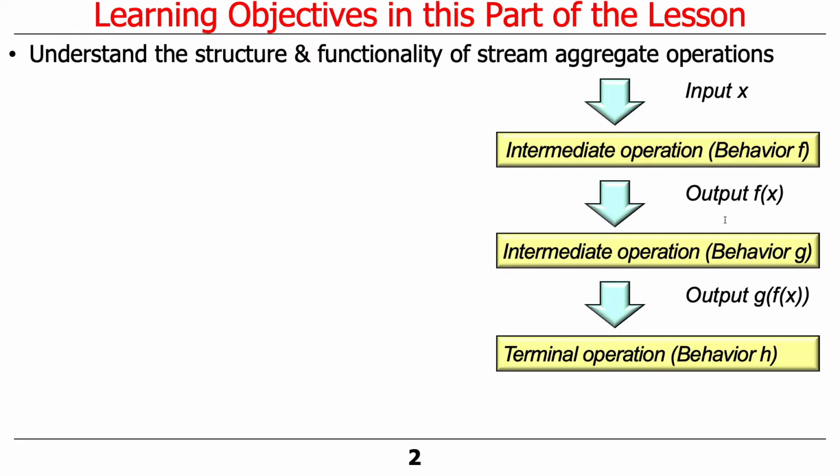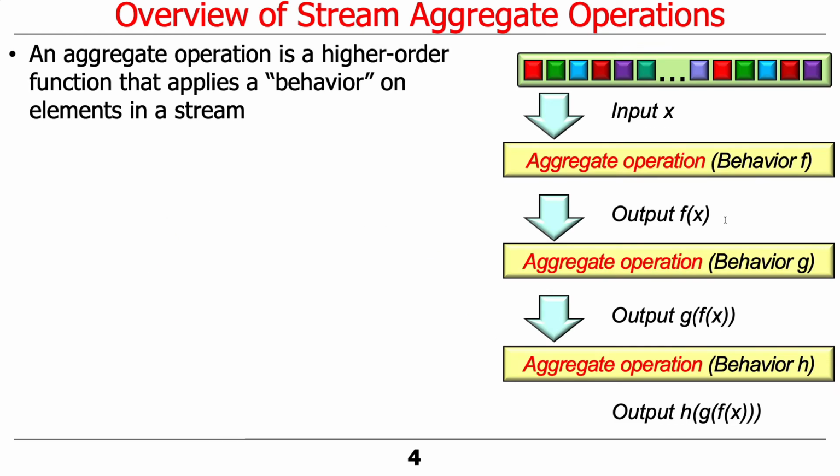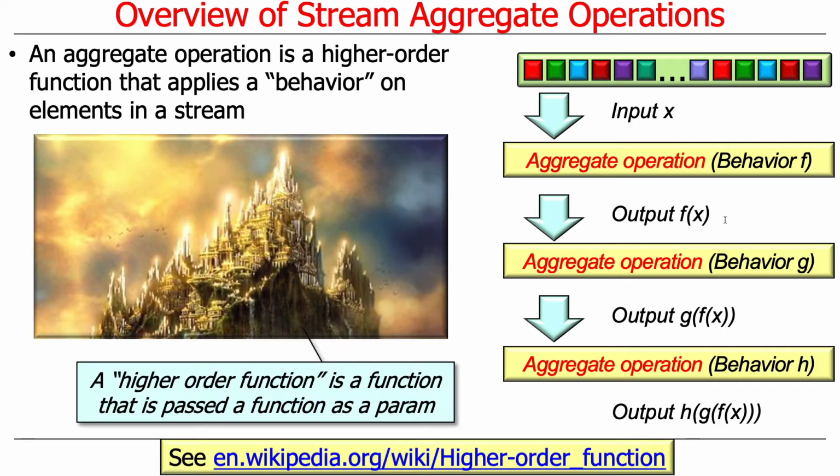So we're going to talk about the structure and functionality of aggregate operations in a stream, and this will start segueing us to some more specific details about cool methods. So an aggregate operation is basically a so-called higher order function that applies the behavior on elements in a stream. And higher order function is just a fancy way of saying a function that is passed a function as a parameter and may return a function as a result. I don't know why people get so excited about the word higher order function, but there are certain programming languages that were known for doing higher order functions, Lisp being one of them. And now with all the cool stuff you can do with Java, with lambda expressions and method references, Java also supports higher order functions.